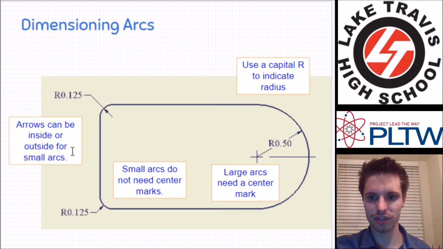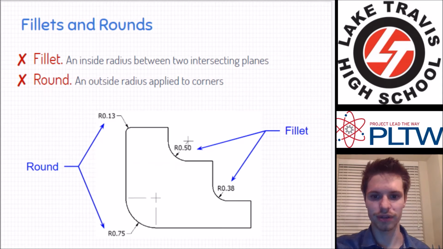So let's look at some arcs. Arrows can be inside or outside of small arcs. For a big arc, you need to put the dimension on the inside, and you should have a center mark for that large arc. And remember, arcs are dimensioned by the radiuses.